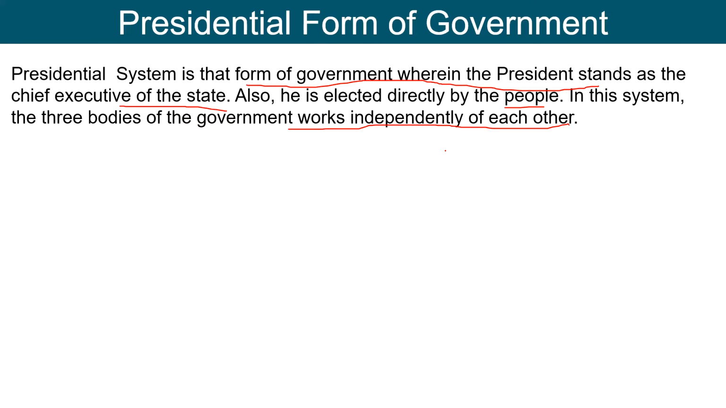Presidential form of government can be found in countries like America, Argentina, Brazil, Mexico, Kenya, Zimbabwe, Maldives, Philippines, etc. Now let's talk about its features.